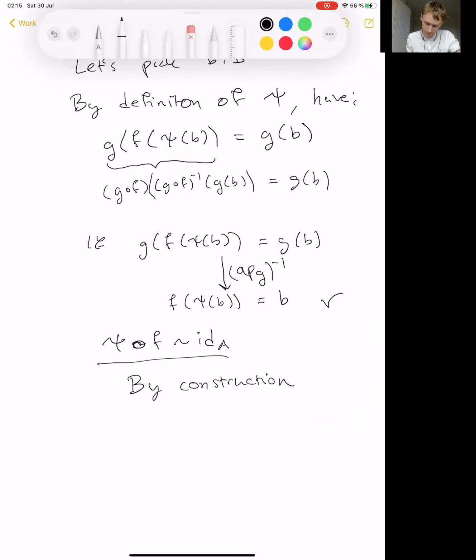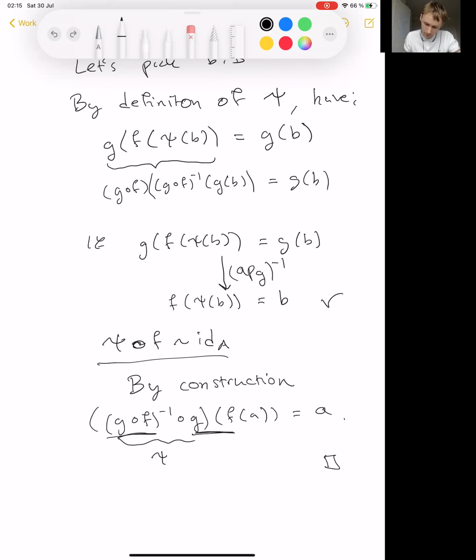Since psi was G∘F inverse, and if we apply composed with G, that was psi, right? And if we apply this to F of some A, well, this guy here cancels out with this guy here. So this is in fact just A. And so we're done. So that was the proof of that one. Oops, I hope that was clear enough.